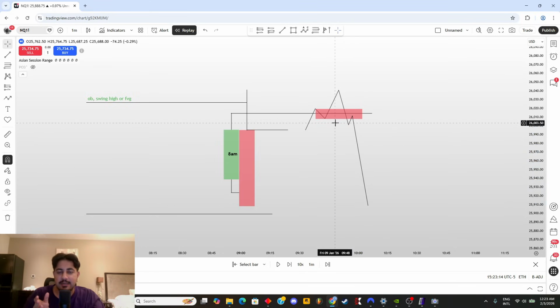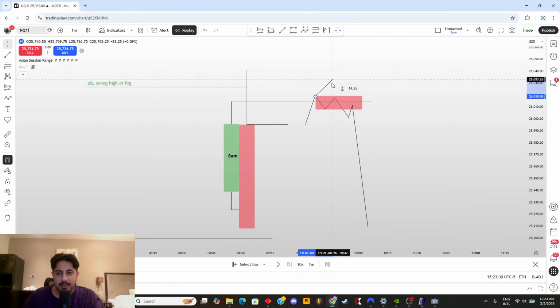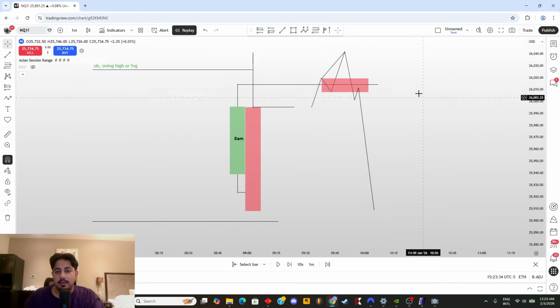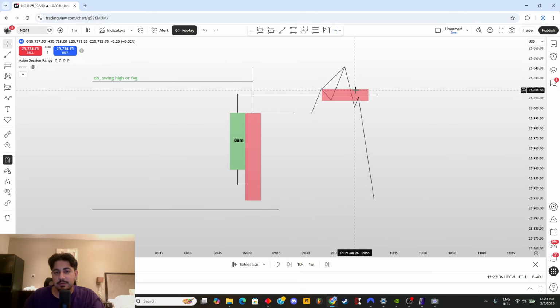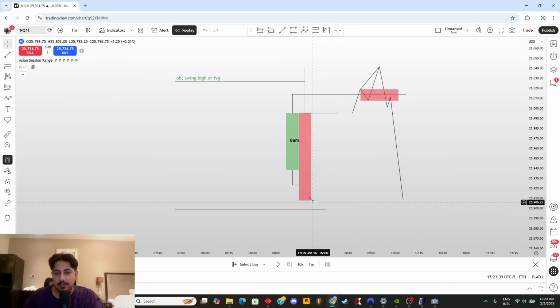I've explained this strategy in like literally 2 minutes, but I'm going to go over some examples and you will understand it correctly. Now you can use SMT confluence as well. So if NQ makes a higher high, right, like this, but ES fails to do so like this, you have an SMT divergence. That is an extra confluence, right? Again, a market structure shift, we take our entry and we target the opposing low, which is the 8 a.m. low. This is what it looks like on the hourly time frame, and this candle is how it's going to look like on the 1 minute time frame.